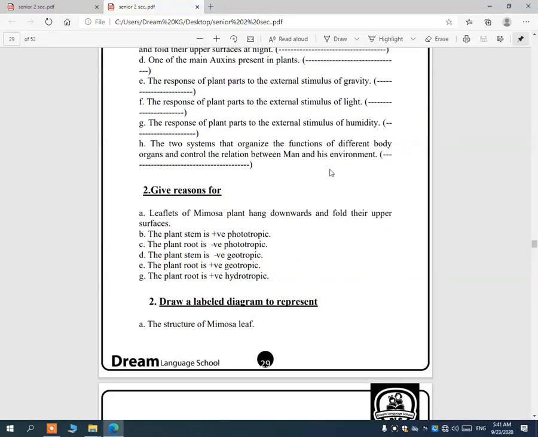So we can say that the plant stem is positive phototropic, and the plant root is negative phototropic. The plant stem is negative geotropic, and the plant root is positive geotropic. Also, the plant root is positive hydrotropic. All of these are due to an unequal distribution of auxins.